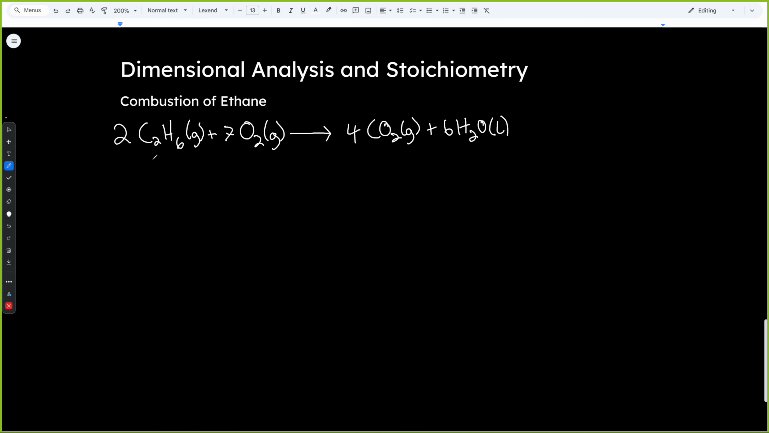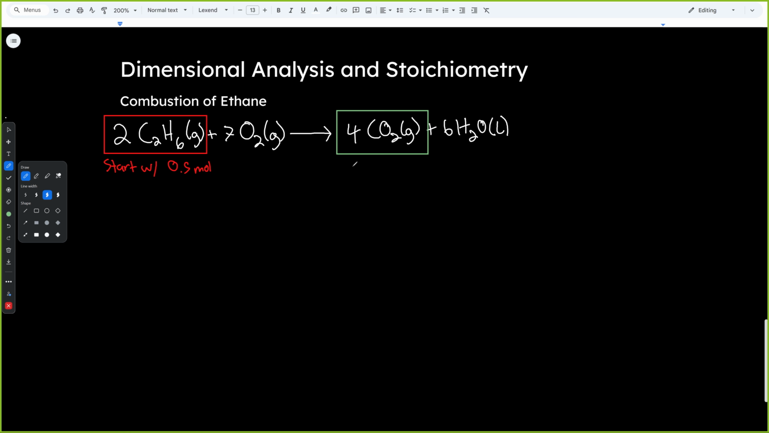Okay, so we're going to be using this reaction to talk about something. I'm going to give you an example problem. What they could ask you is, if we started off with 0.5 moles of ethane, how many moles of carbon dioxide would we make? Let me put this in green. How many moles of carbon dioxide would we make? This is the product that we're looking for.